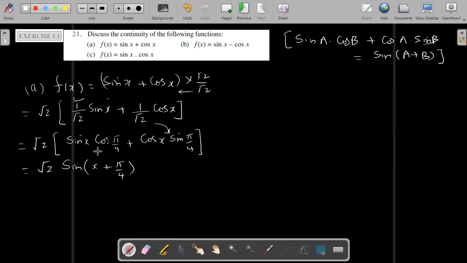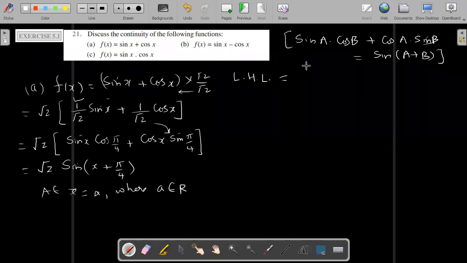This modification you have to do in the given function. Now at x is equal to a, we take a as any real number, and at a we will find the left hand limit and right hand limit. Let us suppose a real number, and at that point we will check the continuity. If it is continuous at that point, that means it will be continuous at all the points. Take the left hand limit at which point?